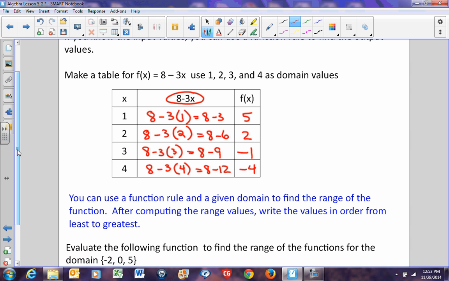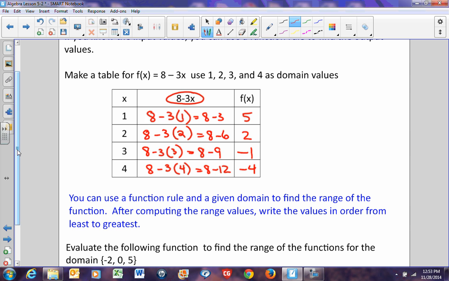So I made a table when my domain was 1, 2, 3, and 4. My range is 5, 2, negative 1, and negative 4. You can use this function rule to give the domain and range of a function. After computing the range values, write the values in order from least to greatest.